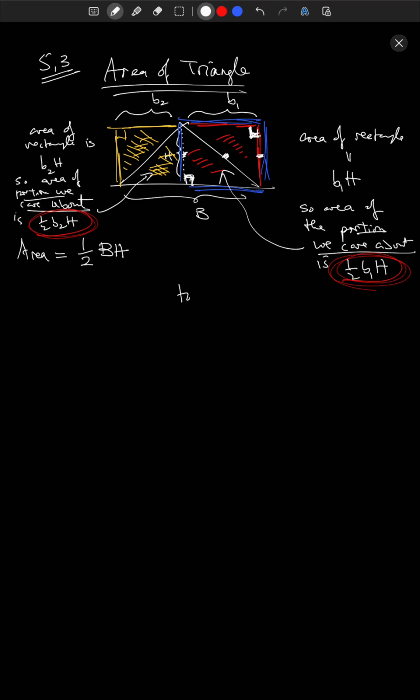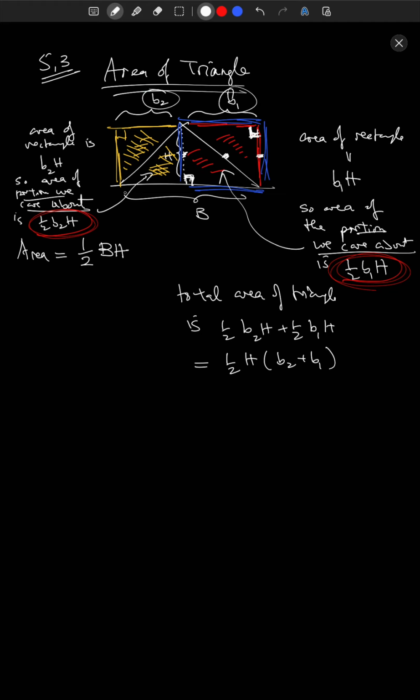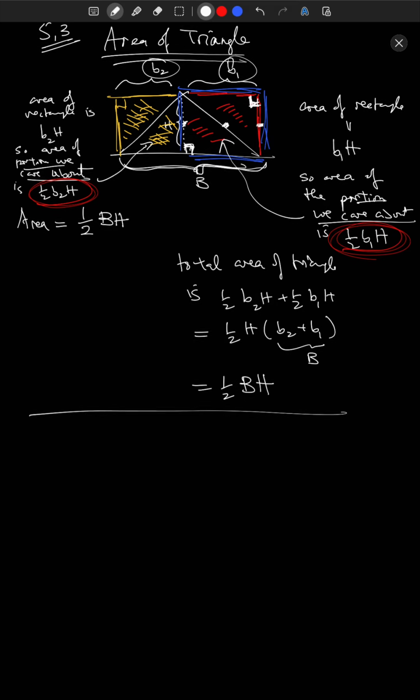So the total area of the triangle is 1/2 B2H plus 1/2 B1H. And if I just pull out the 1/2 H, I get B2 plus B1. But if I look at this, of course, B2 plus B1 is the full length B, right? So this guy is equal to B, and so I get 1/2 base times height. Okay, so this is where the traditional formula for an area of a triangle comes from.